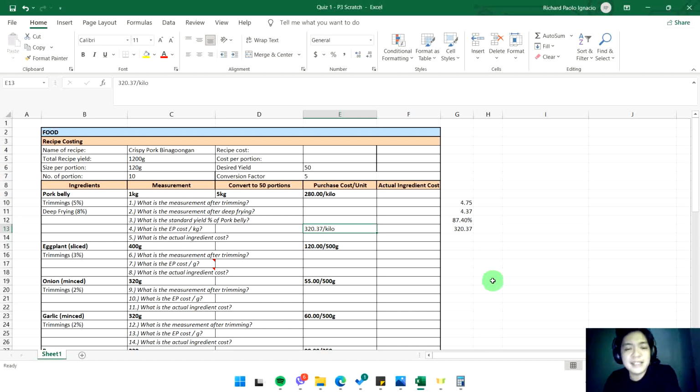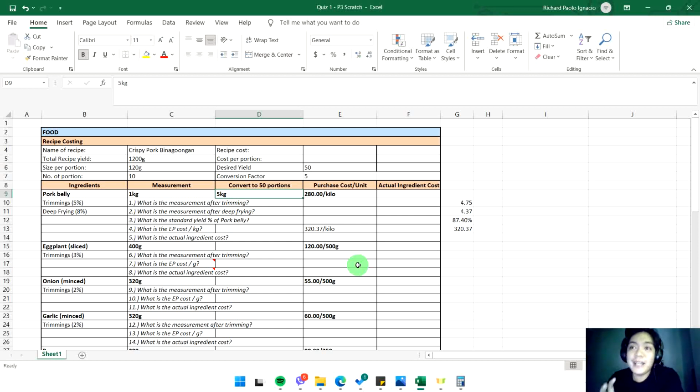Sir, bakit po tumaas? Kasi, ladies and gentlemen, if we will buy pork belly and magkakaroon tayo ng trimmings at wastage after deep frying, babayaran natin yung mga wastage na iyon. Kaya sa restaurant, mahalaga na everything is taken accounted for, even the wastages. Kasi kasama yun sa binabayaran natin eh. Hindi naman yung buong 5 kilogram ng pork belly ay edible. Kaya natin hinahanap yung edible portion eh. Kasi itong 5 kilo na ito, hindi naman lahat yan makakain.